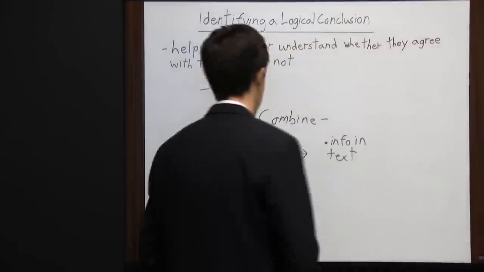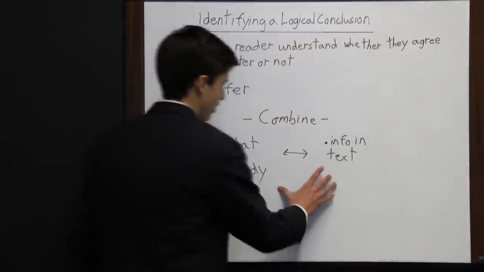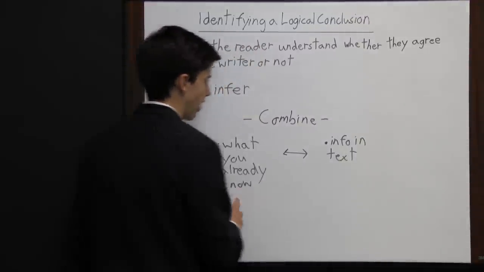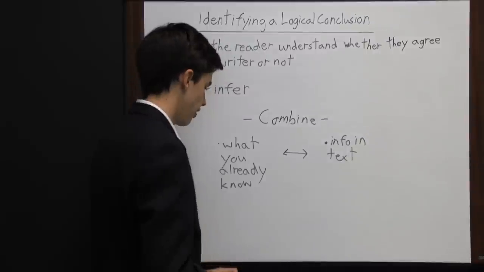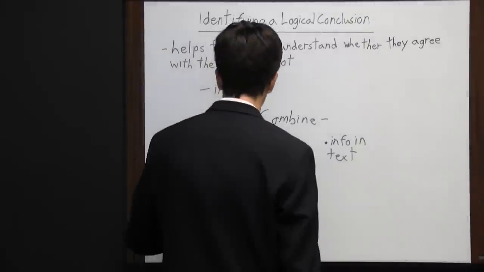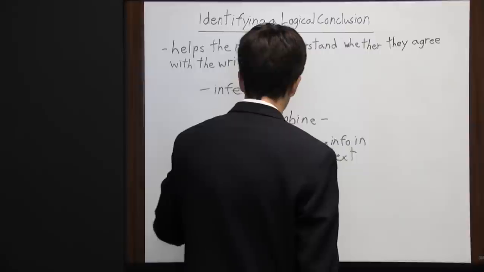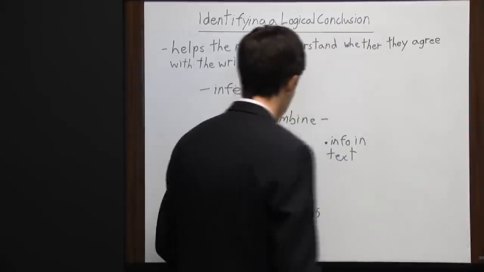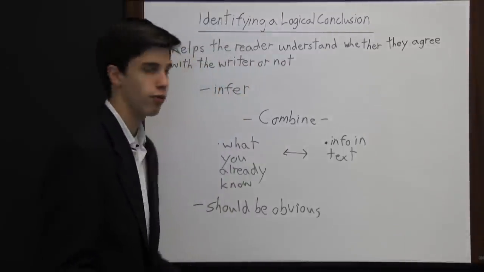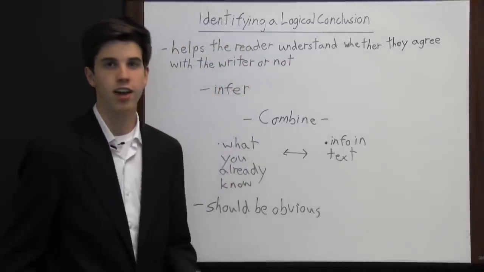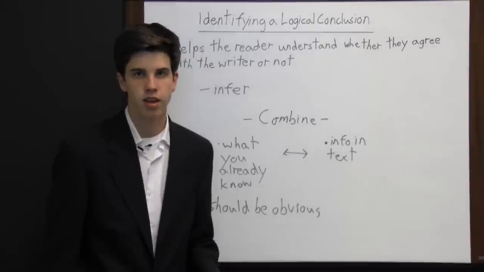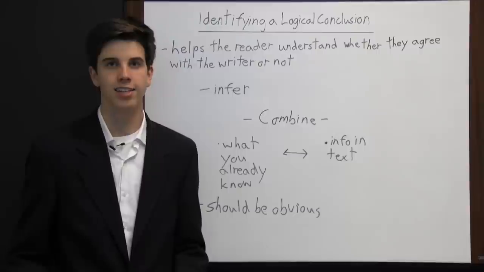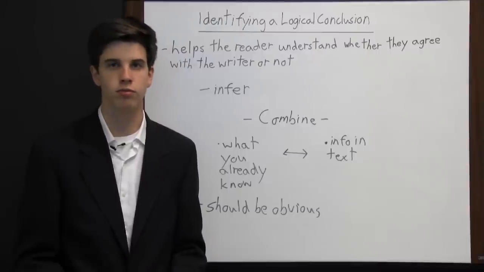So I'm going to draw a double arrow there because to make an inference, you're pulling these two things together, everything you find in the text and any pre-knowledge you have, and you're pulling that together to draw the conclusion. And generally, a conclusion should be obvious. If a writer does a good job in their writing, then the conclusion should be easily identifiable. Otherwise, you may draw a conclusion that is not the conclusion the writer had in mind. But nevertheless, it's important that you as the reader analyze the writing and identify the logical conclusion.